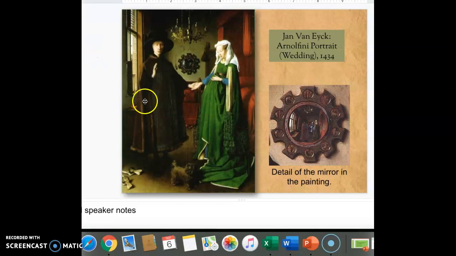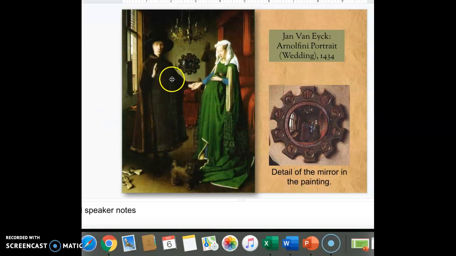You can also see here on this little stand or table is fruit. The specific fruit in the bowl is what they believe to be oranges, and oranges were very expensive to import in Europe at this time. So once again, that could symbolize the wealth of these two individuals as they come together in marriage, but it also could be a sign of fertility, believing that they will be able to have children.